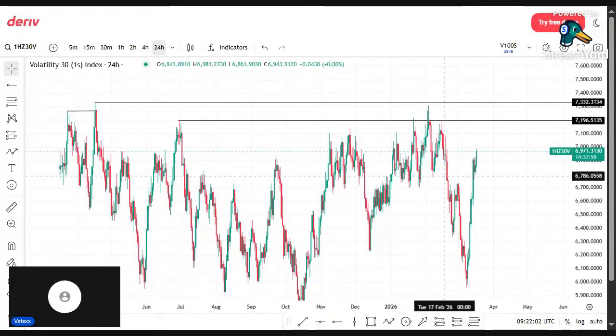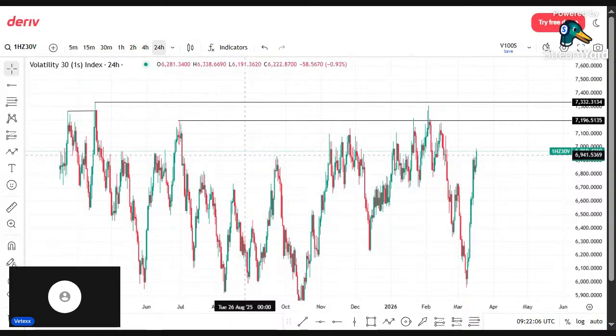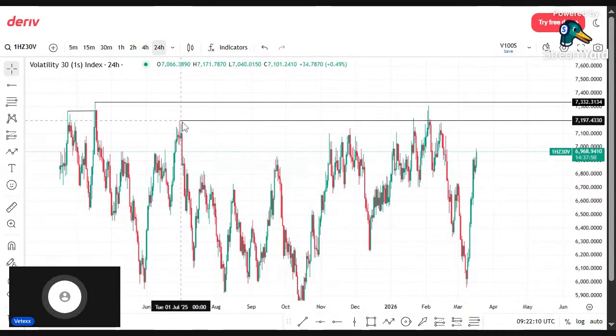That is how we use structural liquidity. That is the use of structural liquidity. It is used for continuation. This is used for correction. Then we have this protected high.